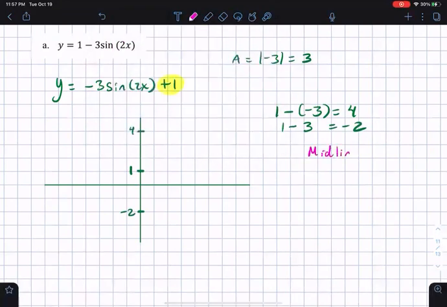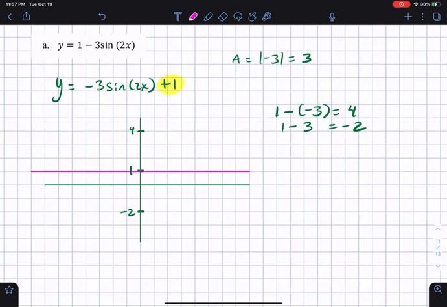Midline, right, is 1 here, right? The midline is y equals 1. That's the reason it's a vertical shift of 1 unit, right? You don't need to say that, okay? But I'm just saying that you need to know that. So yeah, this is the midline.